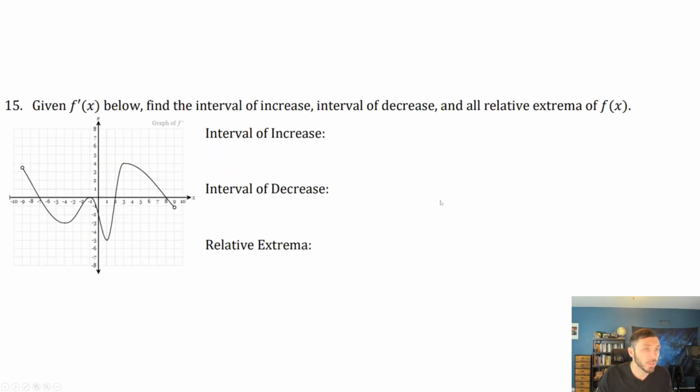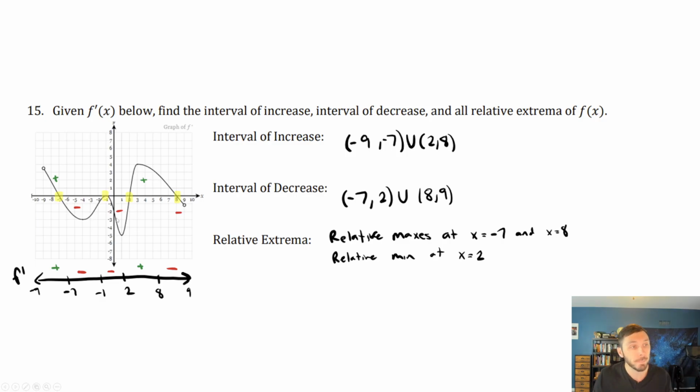All right, looking at 15. This is f prime again. So given the fact that this is f prime, help me find the intervals of increase and decrease, and all of its relative extrema. This is f prime. Do not tell me that this is a relative min, this is a relative max. No, this is f prime. So always know what derivative you're looking at. 3, 2, 1. To end the day here, we go from positive to negative at -7. So that would be your maximum.